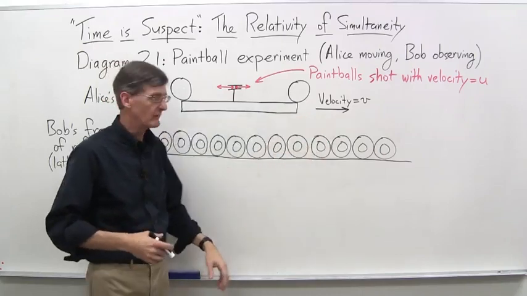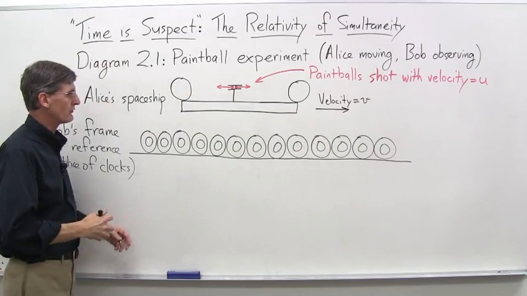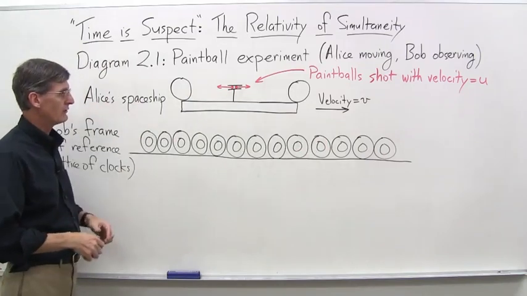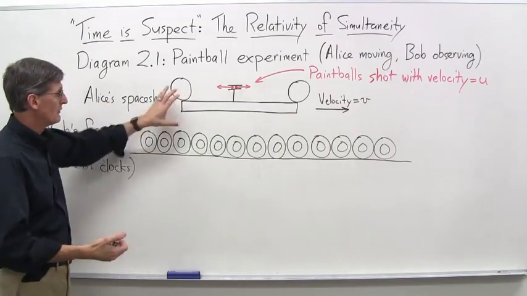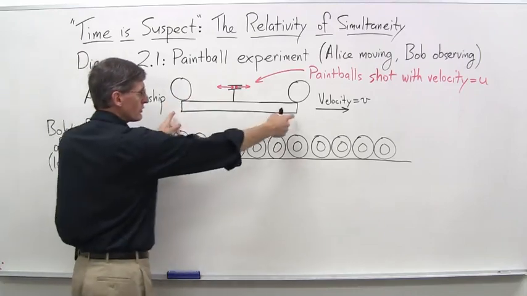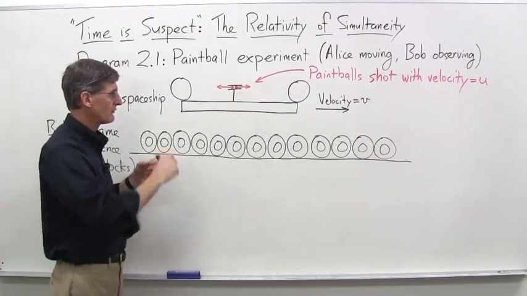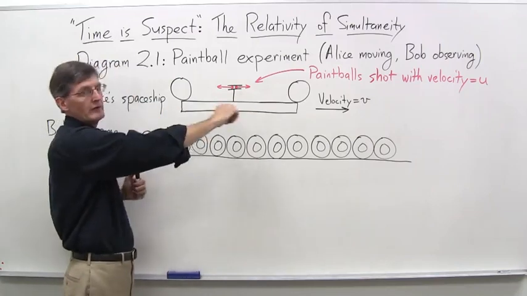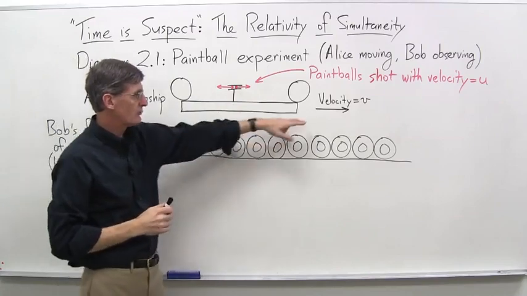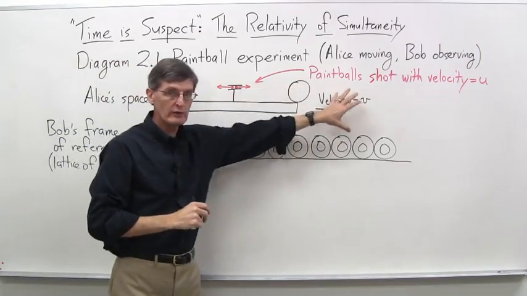In previous examples we often had Bob moving, so it's time to get Alice involved so she can move this time in her spaceship. So here's the situation. Here's her spaceship, similar to what we had in the previous video clip, but with two clocks at the end of it, and some sort of apparatus in the exact middle such that it can shoot one thing one way, another thing the other way. The whole spaceship is moving with velocity v, to the right.